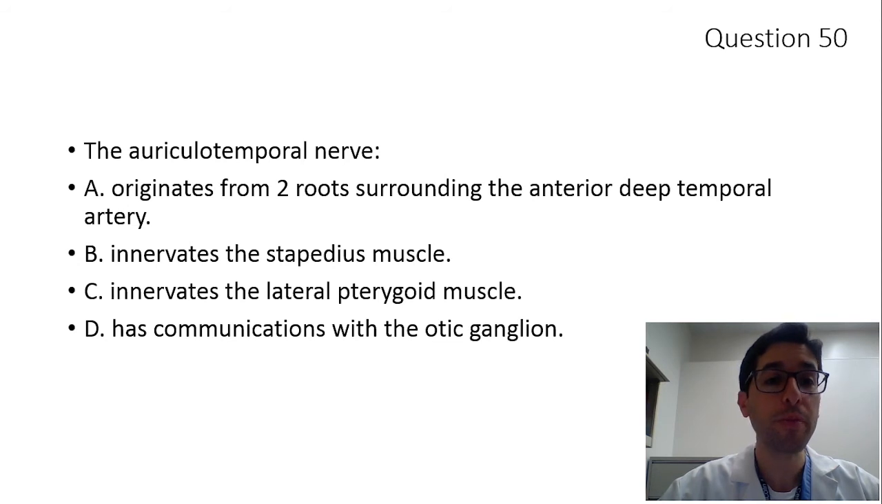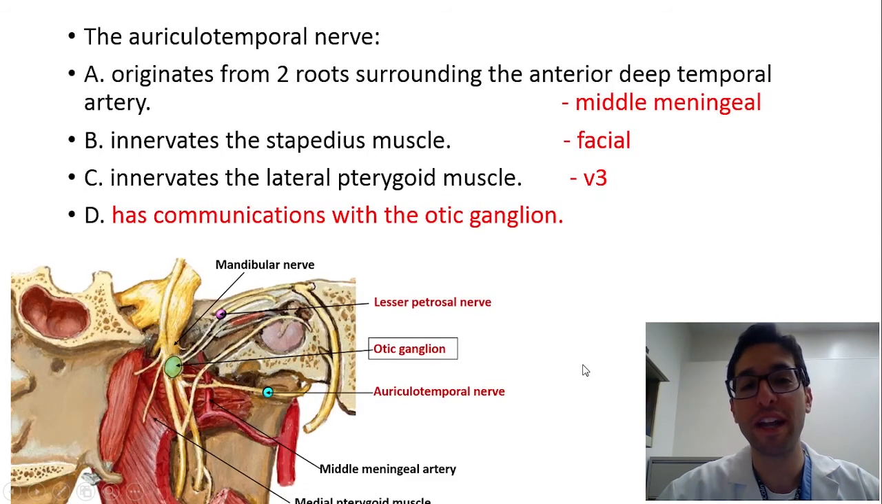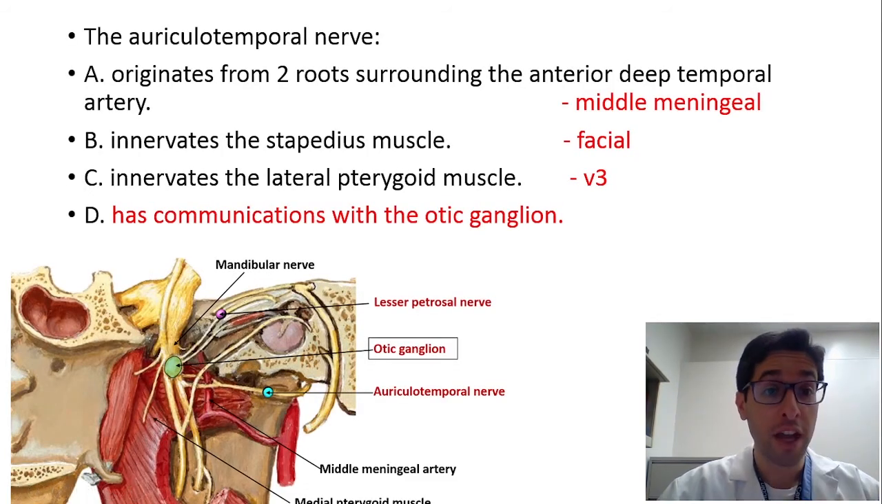So it's not B. Does it innervate the lateral pterygoid? No. We know the muscles of mastication are going to be trigeminal, so it's not that one. Does it have communication with the otic ganglion? Yes, that's the right answer. But this is a tough question, so let's go through them. This is a really nice picture. Follow my cursor. Here's the auriculotemporal nerve, and then here's the otic ganglion. Yes, they do have communication.